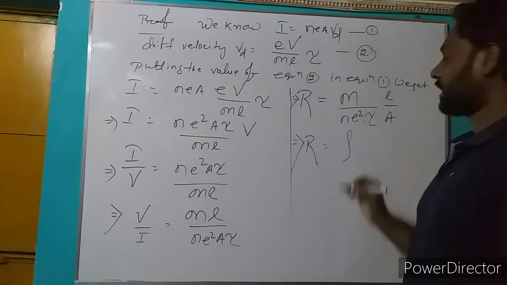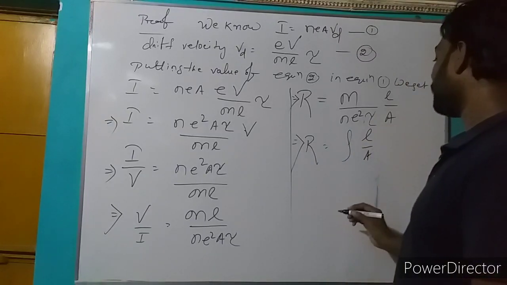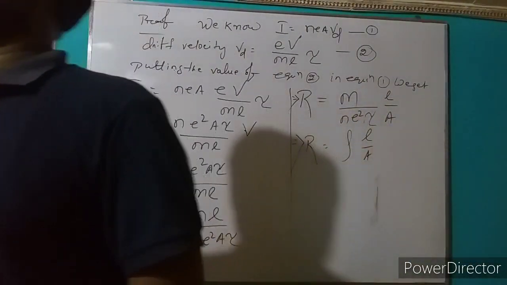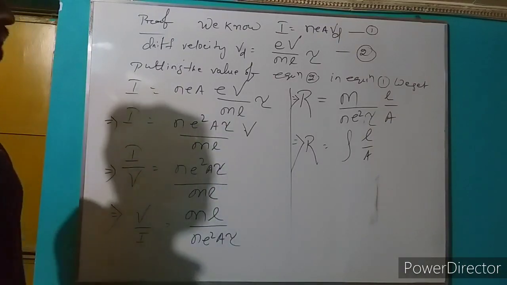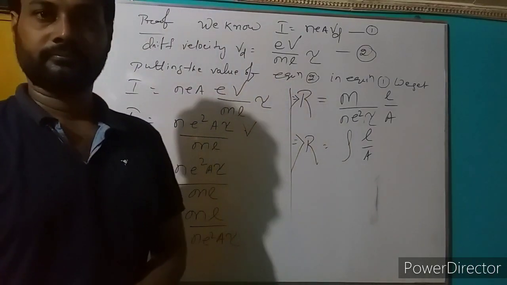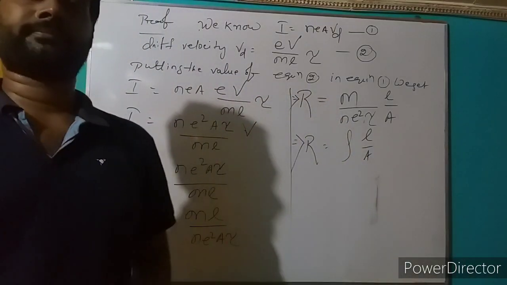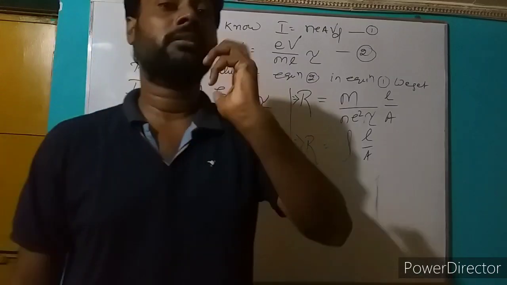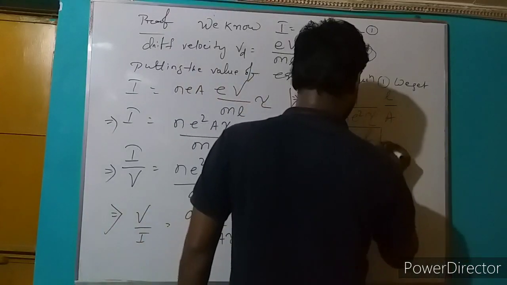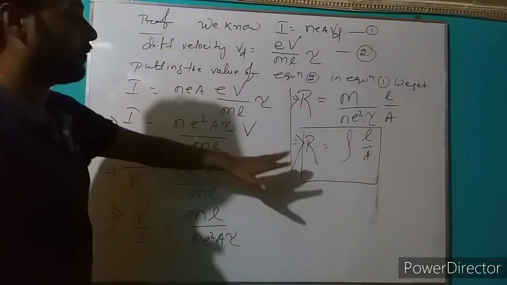That new term is represented as rho. So R equals rho L by A. Here rho means resistivity of the material. Resistivity of the material, okay? Resistivity in the sense shows the nature of the material. Clear? So this is the relation between resistance and resistivity. R equals rho L by A. So this is the proof of resistance.